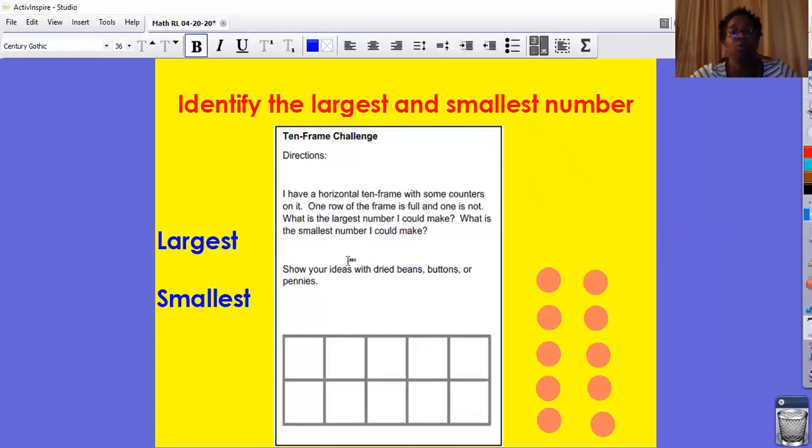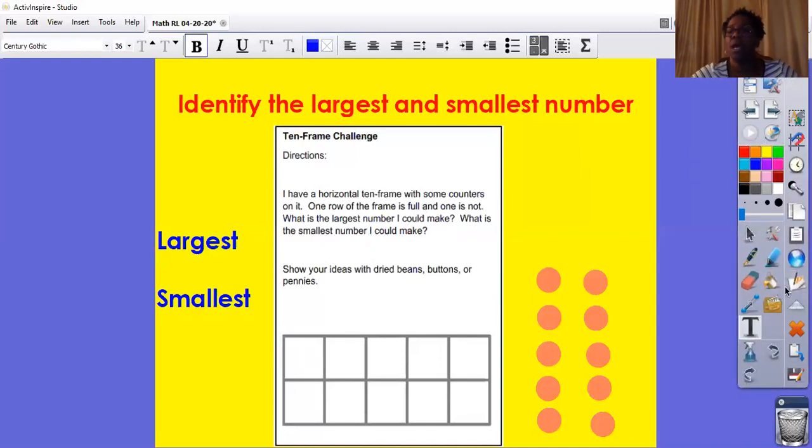Okay. All right. So let's go over this again. It says, I have a horizontal 10 frame with some counters on it. One row of the frame is full. So one of these rows, we can have this row, or you can have this row that is full. So let's go ahead and just start. When we usually use the 10 frame, we usually start here at the top left-hand corner like we read, left to right. So we will go ahead and do that. I'm going to go ahead and grab some counters.